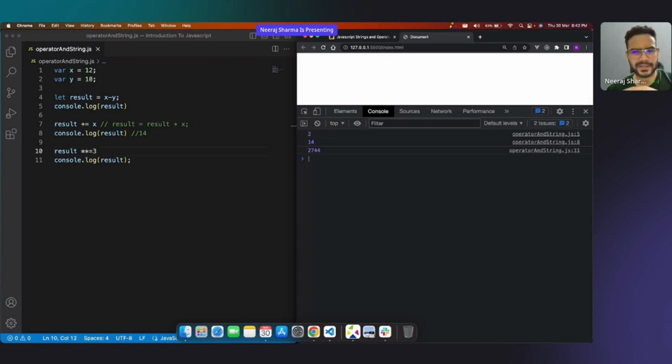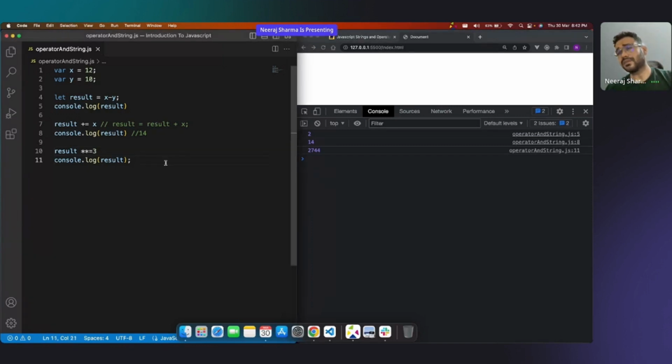Super clear, nothing. It's simple stuff only. Now with arithmetic operators, we have something else as well. We have something called post and pre assignment. Okay, now how does this work?